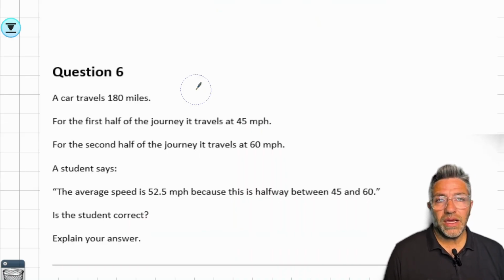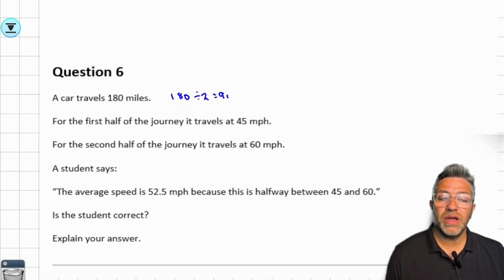Question 6. A car travels 180 miles. For the first half of the journey, it travels at 45 miles per hour. For the second half of the journey, it travels at 60 miles per hour. The student says the average speed is 52.5 miles per hour because this is halfway between 45 and 60. Is the student correct? Okay, so let's just have a look. The first half of the journey. Well, half of the journey will give us 90 miles.